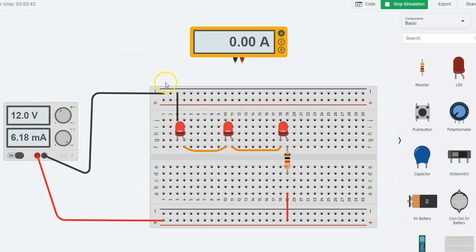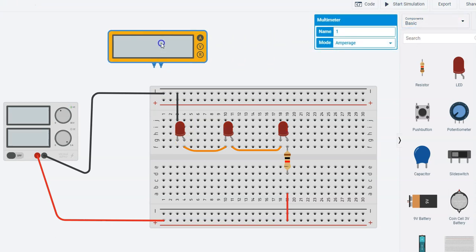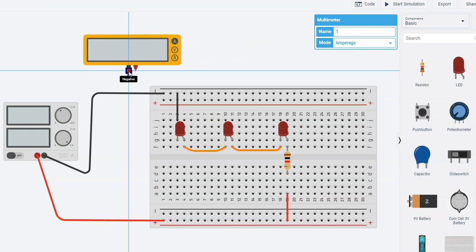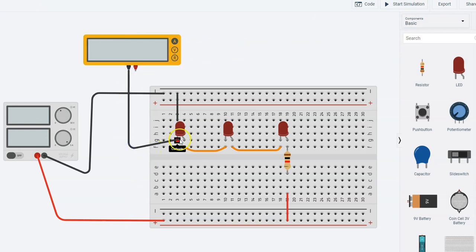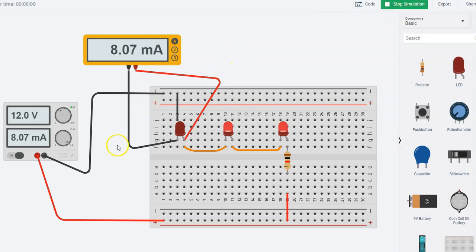The question might be, though, what's the voltage drop across a single component? So to take that measurement, you're going to grab the leads from your multimeter, and you are going to touch the opposite sides of that component. And then, with the circuit powered on, I need the multimeter set to voltage.